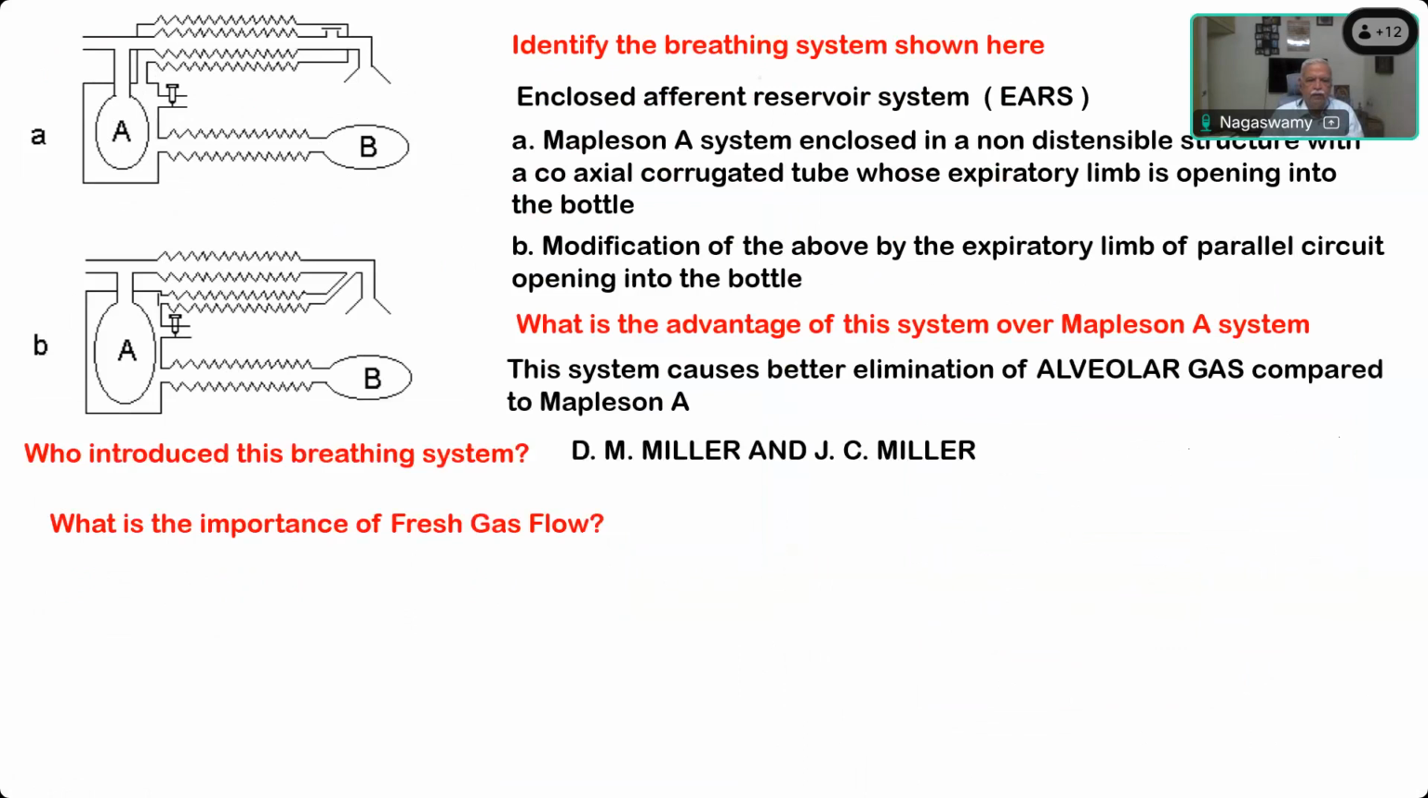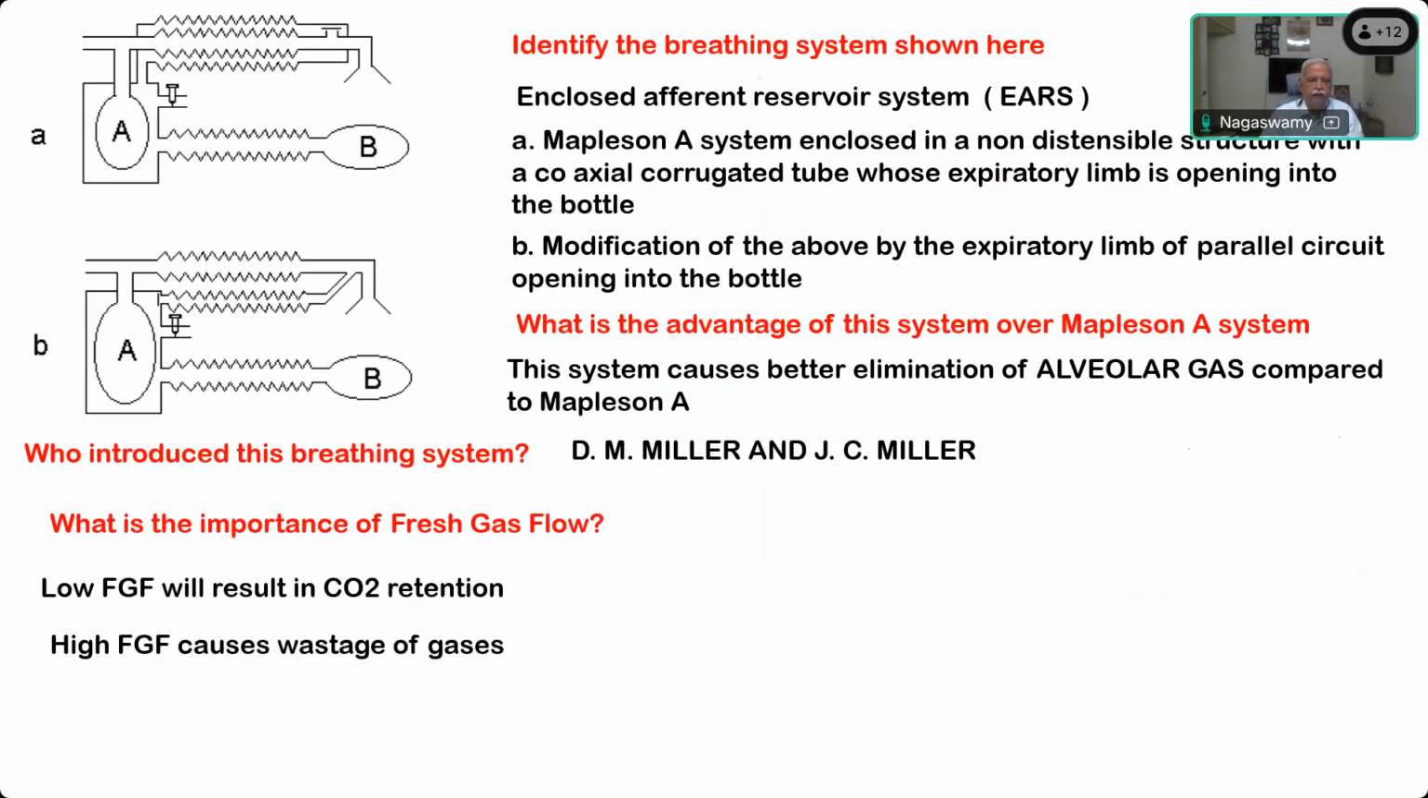What is the importance of fresh gas flow? To prevent rebreathing. So many times the minute ventilation, or so many ml per kg per minute. What are the things fresh gas flow will decide? It's a very simple question. You have to know the answer. Low fresh gas flow will result in carbon dioxide retention. High fresh gas flow causes wastage of gases. Optimal fresh gas flow avoids both these problems.